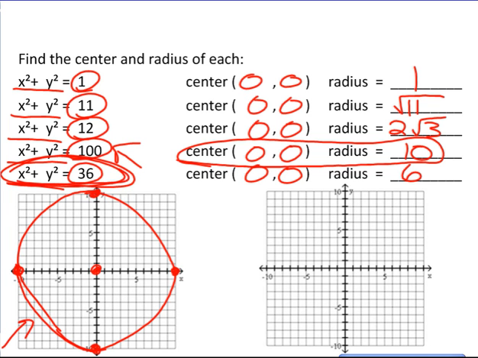I do want you to graph x squared plus y squared equals 36. I'll have you do that one on your own.